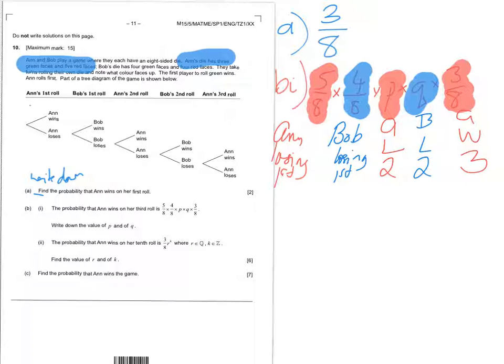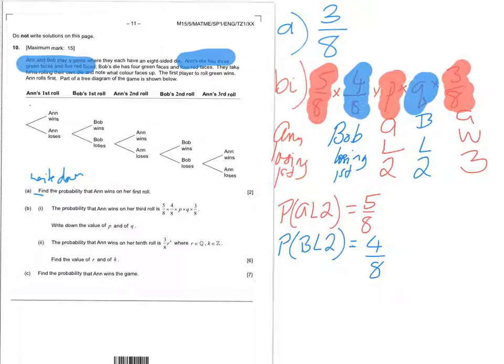So what are these missing probabilities? What's the probability that Anne loses on her second roll? Well, it's the same as the probability that she would have lost on her first roll, or that she would have lost on her fifth roll. It's 5 out of 8. And what's the probability that Bob loses on his second roll? Well, his is 50-50 every time, because he's got 4 of each. So that's 5/8 and 4/8. So the first one is P, and the second one is Q.